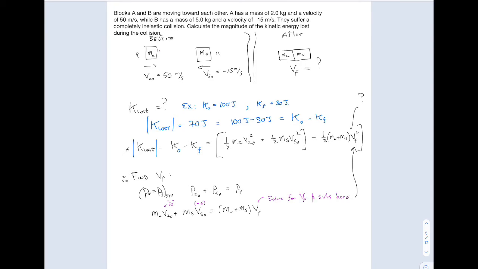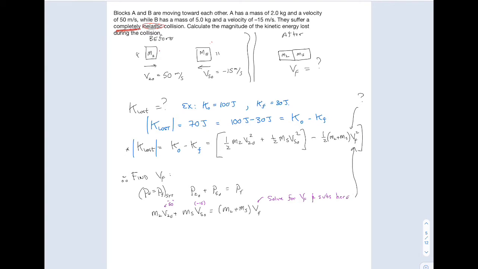Okay, here's another similar problem. I have two objects coming at each other. They gave me the masses, and again, this one was 2 kilograms, so I called it M2. This one was 5 kilograms, I called it M5. They gave me the velocities, and then it says they suffer a completely inelastic collision. Inelastic means kinetic energy is not conserved. We saw that also in this week's lab, that when two things have an inelastic collision, kinetic energy is dissipated by some type of friction force. Completely inelastic means that they stick together.